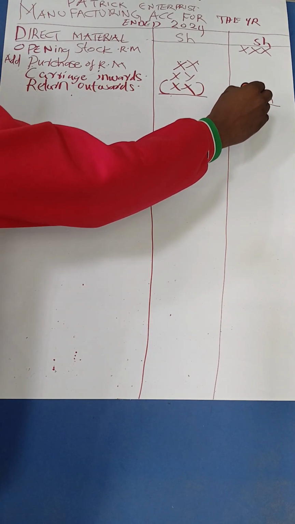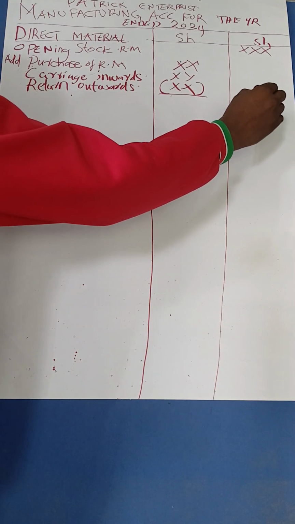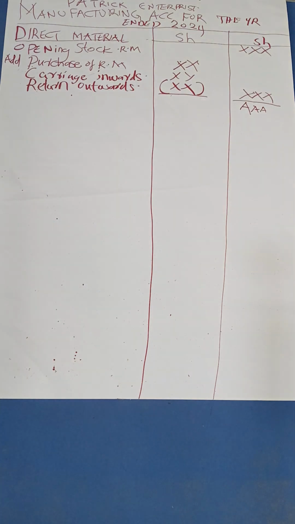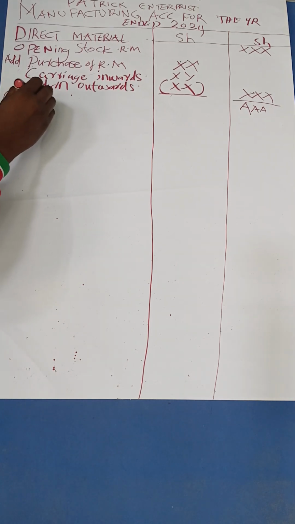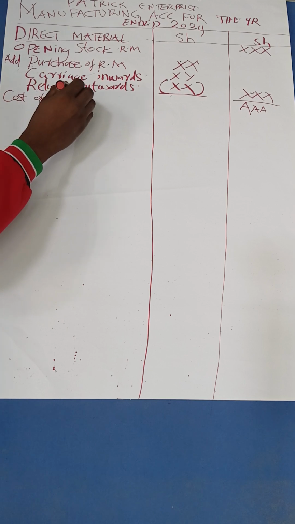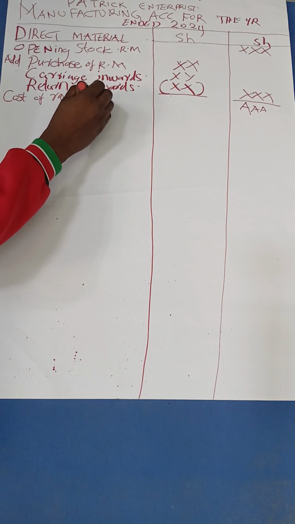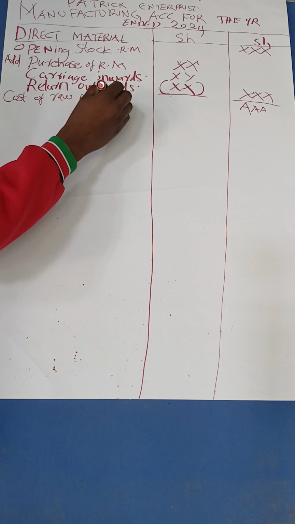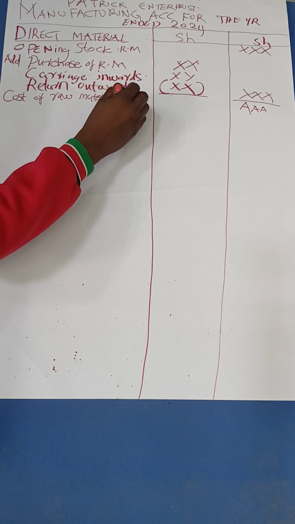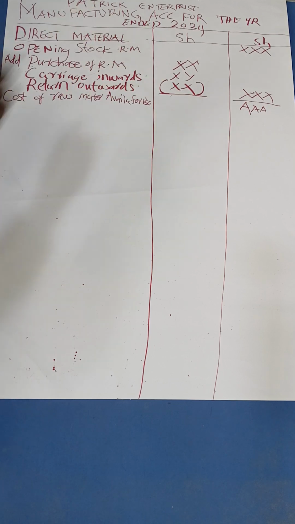Then you'll get your, let me use AA. Let me use AA. So I can call that one our cost of raw materials available for use. Cost of raw materials available for use. So that is the cost of AA, the cost of raw materials available for use.